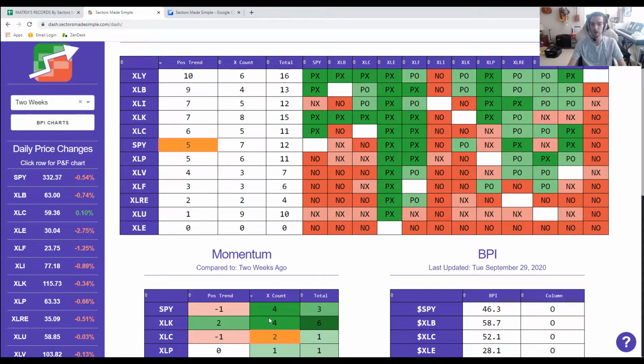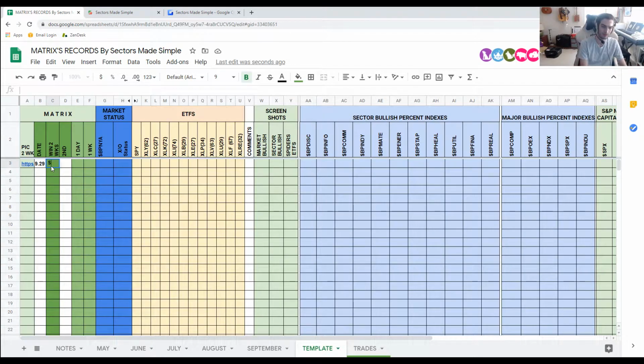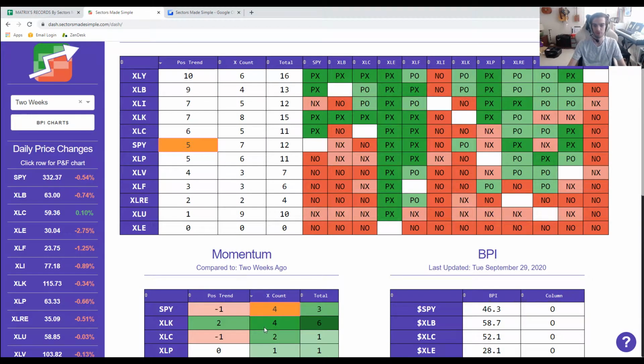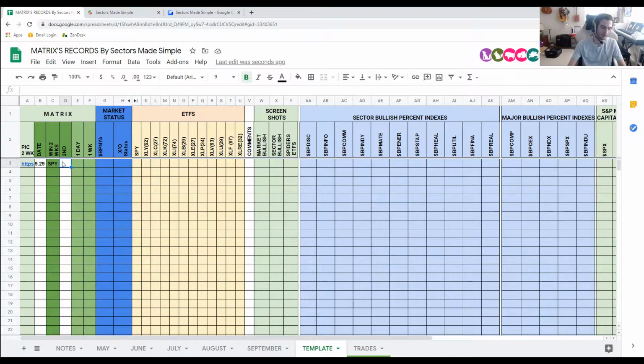So that would give us SPY would be our first place because SPY has 5 here and more than 2 here. So we would go ahead and write that in. We would go here and write SPY. And then our second place would be technology, where we have technology here and technology there. So we would have XLK.